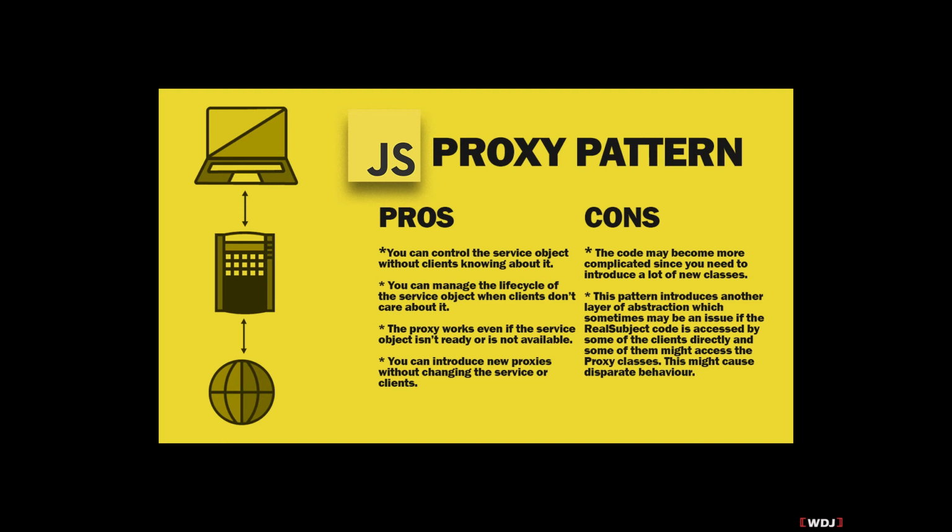For the cons, the code may become more complicated since you need to add more classes. This pattern introduces another layer of abstraction, which sometimes may be an issue if the real subject code is accessed by some of the clients directly, and some of them might access the proxy classes. This might cause disparate behavior.